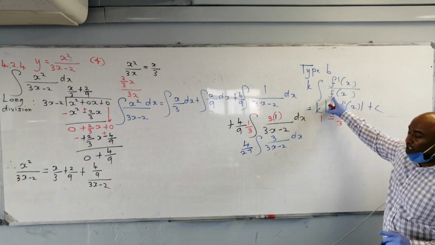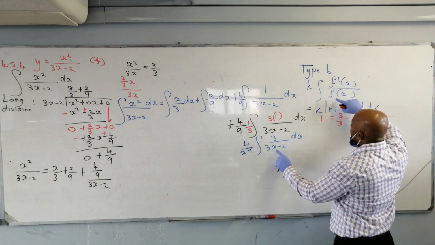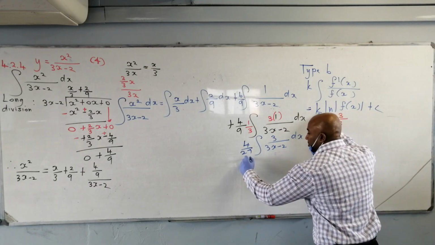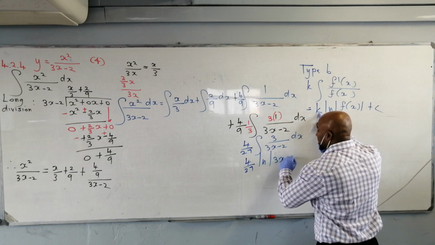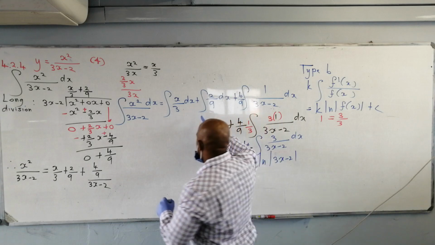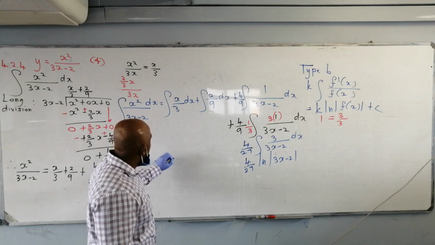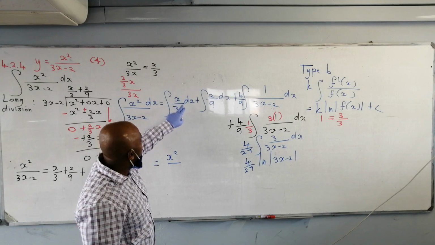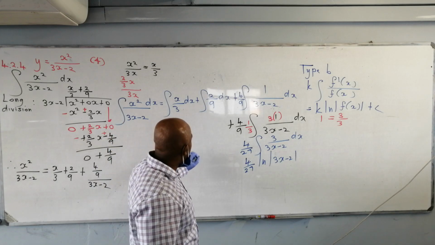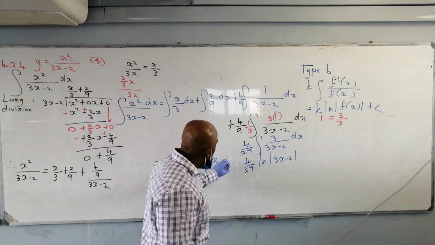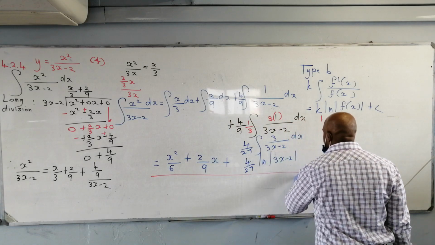Now it satisfies this condition 100% because your constant k is here, f prime x is 3, f of x is 3x minus 2, so the answer is going to be 4 over 27 ln absolute value of 3x minus 2, and let's not forget about these two here. Integrate this one, it's going to be x squared over 2 times 3, which is 6, plus integrate 2 over 9, that's going to be 2 over 9x. And that is it, that is our 4 marks for this one.